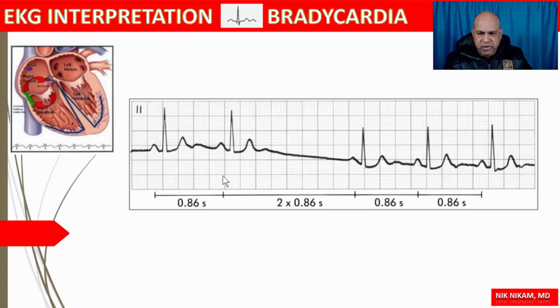Here's another example of sinus exit block where we have a PP interval which is 0.86 seconds, and this is 2 times that, and then we have resumption of the regular sinus rhythm. This is another example of sinus exit block.